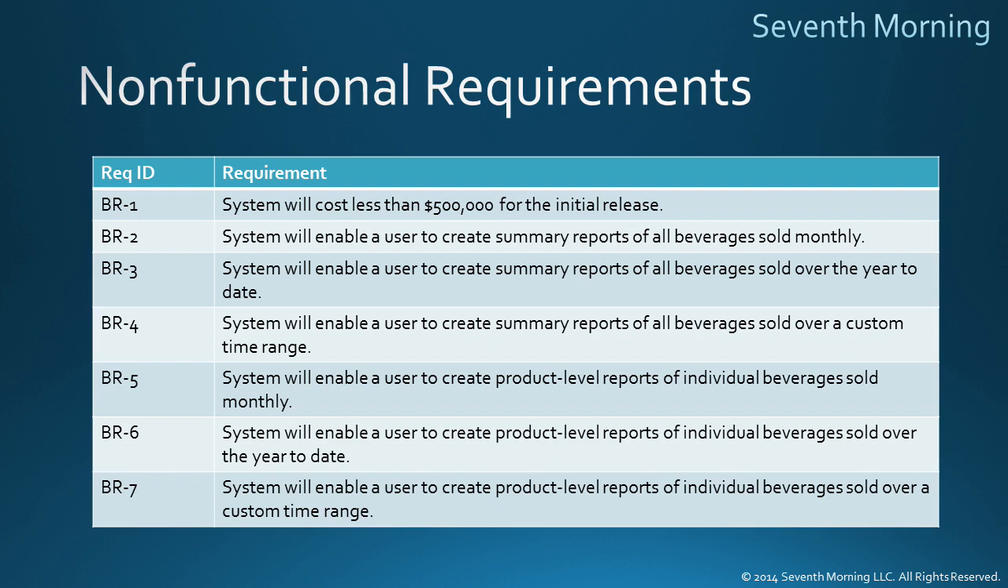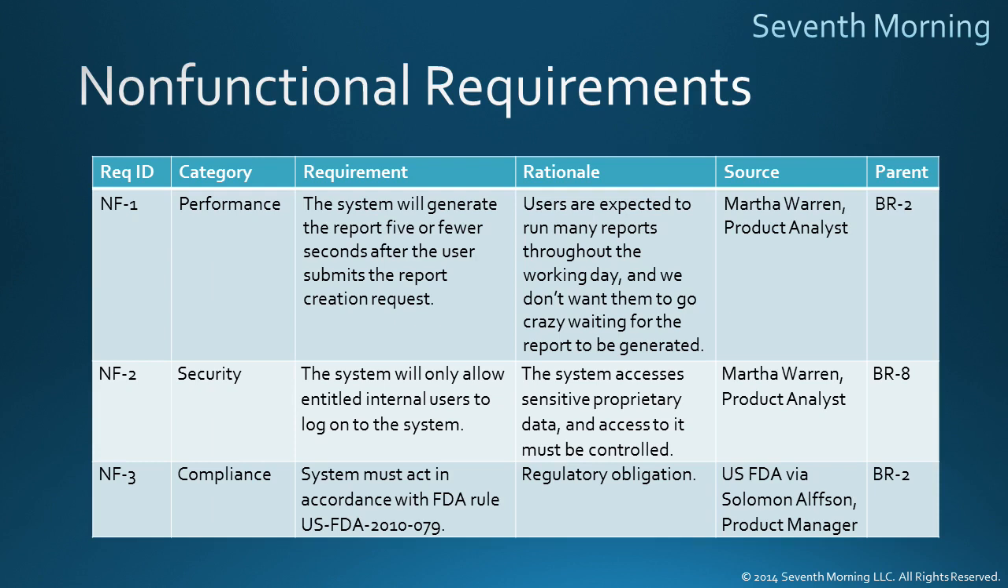One more? Yeah, I think we have time for one more example. Let's go ahead and put that on the screen. Okay. Our last example here is NF3. This is a compliance requirement. It simply says that the system must act in accordance with FDA rule, blah, blah, blah. It's a regulatory obligation, okay? And the source of the requirement is the U.S. Food and Drug Administration, the FDA, but it was provided to the BA by Solomon, the product manager. And it also has its parent business requirements as BR2.